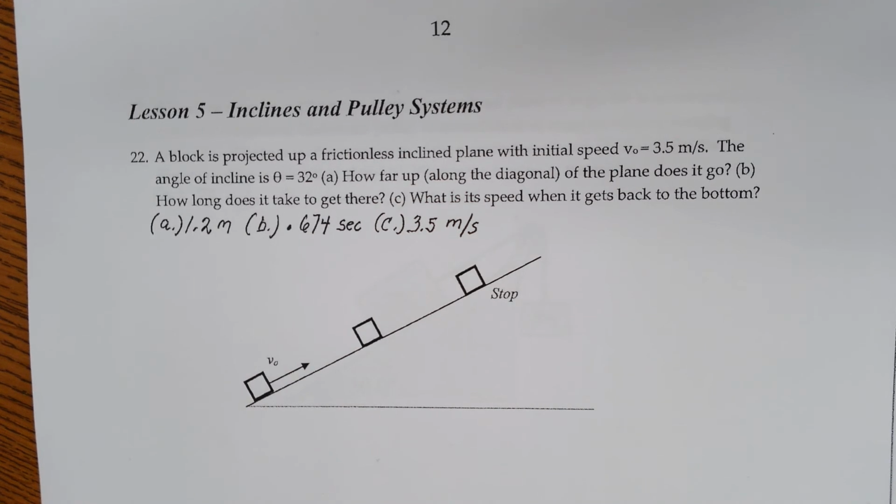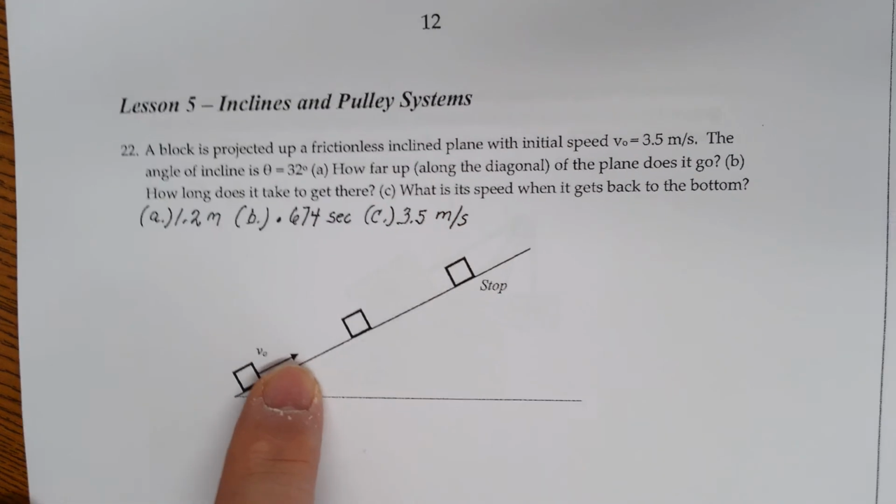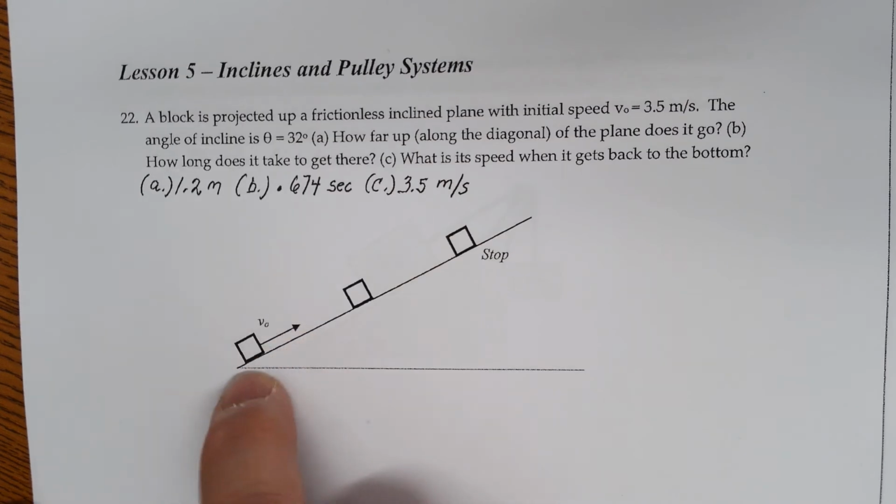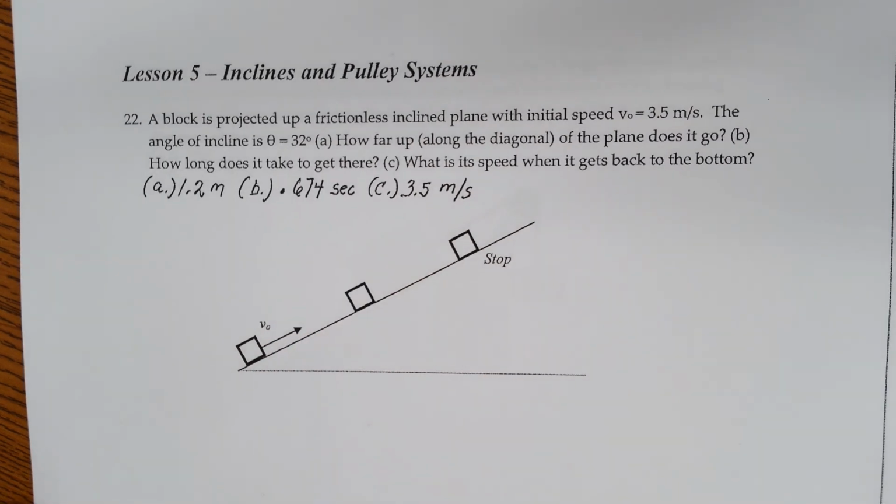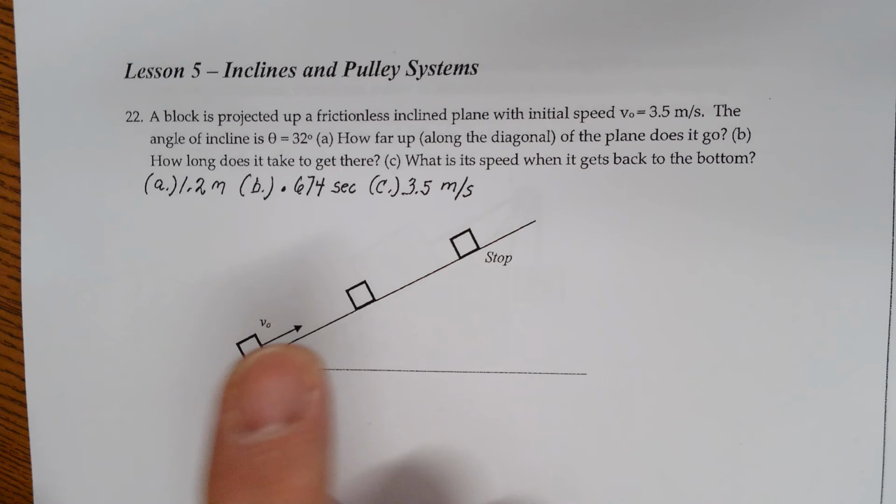So the angle of incline is 32 degrees. How far up along the incline of the plane does it go? Okay? And B, how long does it take to get there? And what is the speed when it gets back to the bottom? So there are a lot of things they're asking here, but if we break them up, it's not as bad as you think.